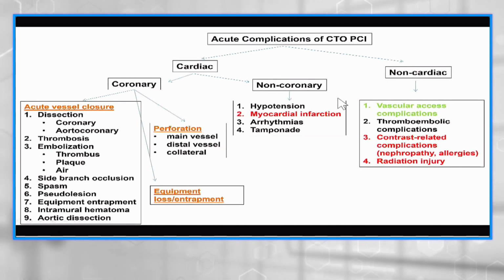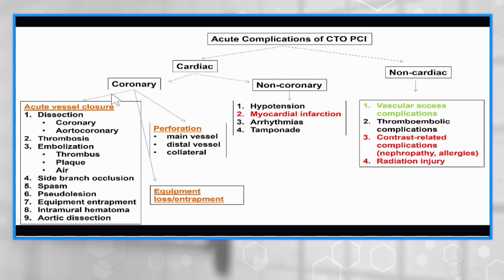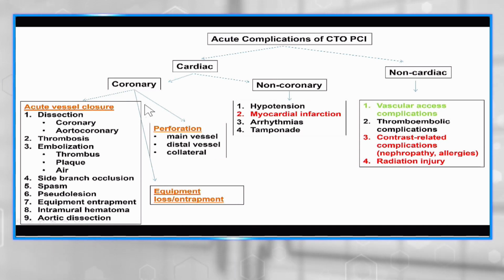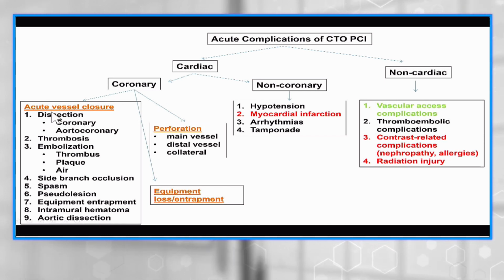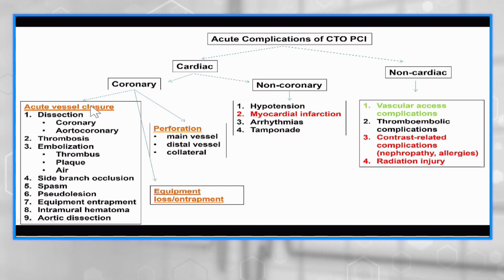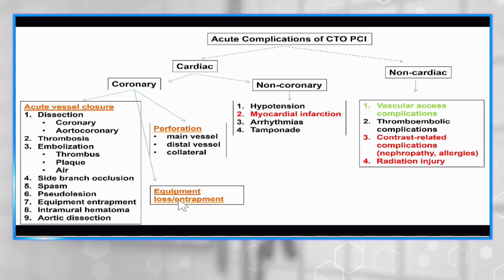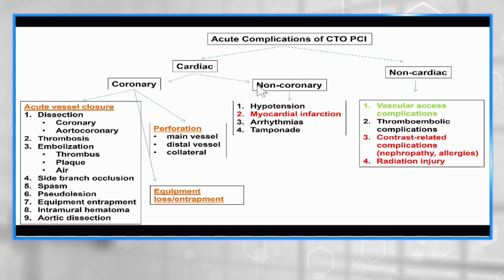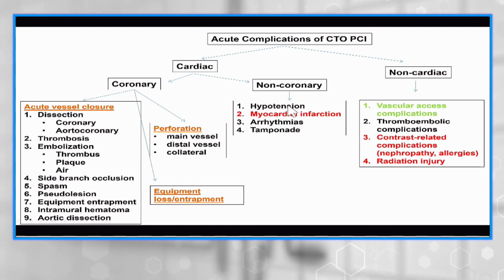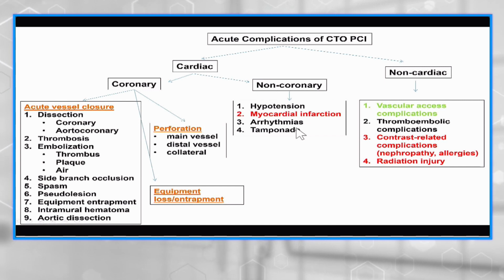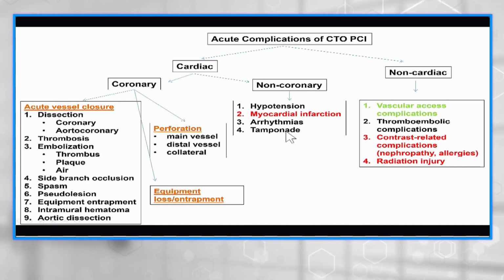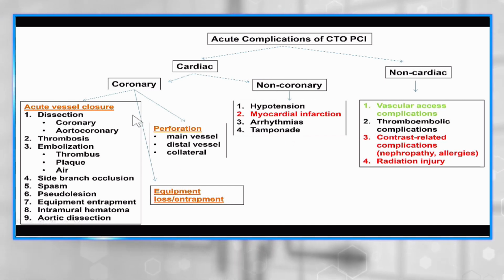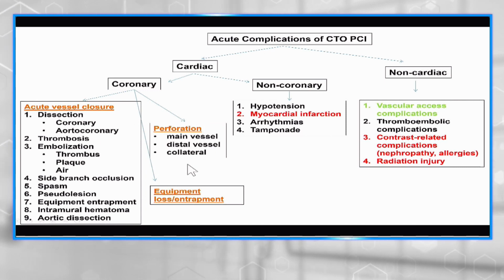And complications, as mentioned before, can happen both in the coronary tree, and since coronaries are essentially pipes with blood flowing through them, what can happen is having the pipe close, having the pipe rupture, have a perforation, or losing equipment in the coronary vasculature. What can happen outside the coronary but still inside the heart is hypotension, myocardial infarction, arrhythmias, and tamponade, and these typically result from one of the three main categories of complications.